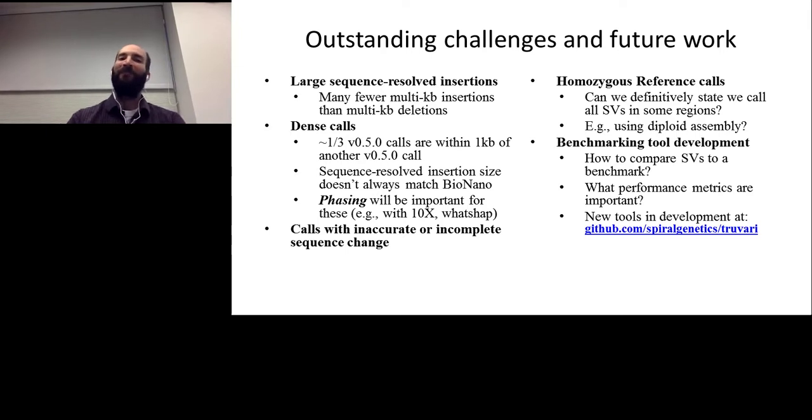We're working on developing bed files to define homozygous reference regions. And then we're also working on benchmarking tool development, because there's a lot of need to understand how you compare your variant calls to ours, and to understand what performance metrics are important for different applications. There's a new tool that's just been made public by Spiral Genetics that's still in beta testing at this point, but it looks like it incorporates a lot of the work that we've been doing in Genome in a Bottle so far in different ways of comparing structural variants, and we encourage you to take a look at this if you're interested.